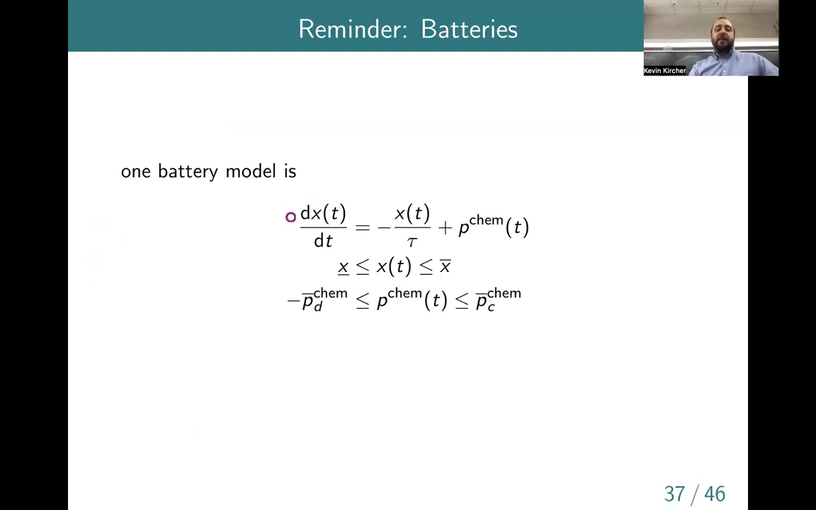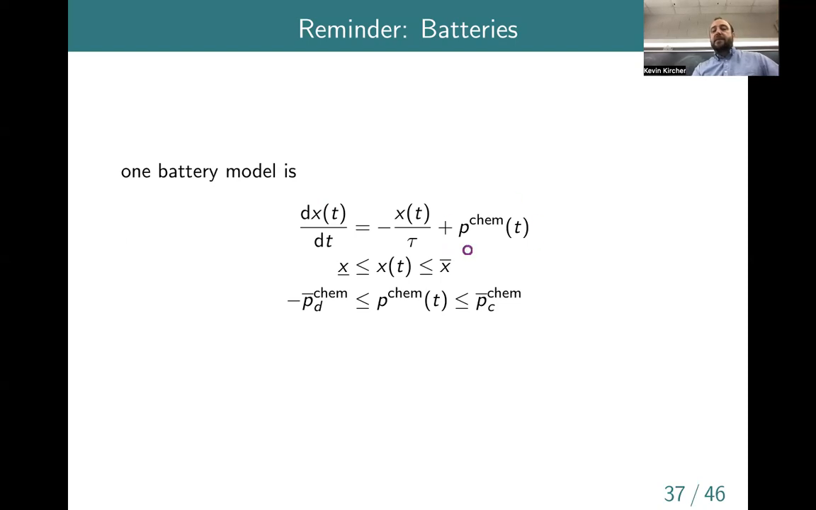So here's a reminder of a battery model. You guys have been working on battery stuff for homework this week, so this is hopefully top of mind for you all. Here I've written it a little bit differently from the way that I presented it in the batteries and EVs lecture, but it's very close. So the dynamics are the same. We have X is the stored energy in the battery, and this would be chemical potential energy for a lithium ion battery. So the state here satisfies a first order linear differential equation, where we have minus X divided by tau. Tau is the self-dissipation time constant. And for a battery, that might be like 1,000 hours or more.